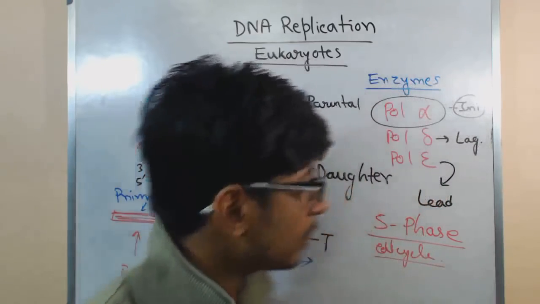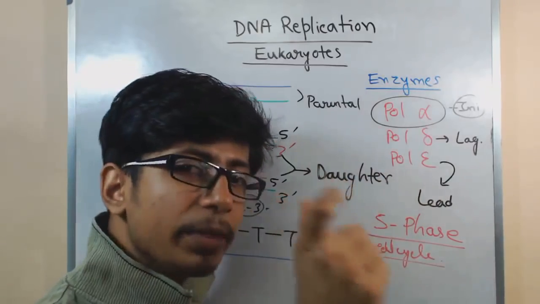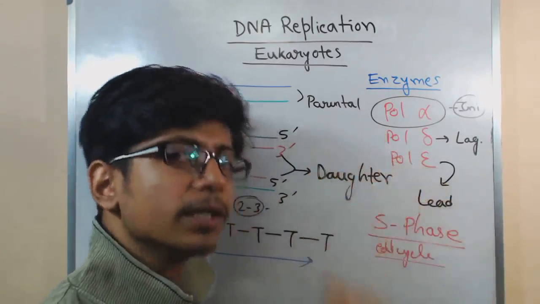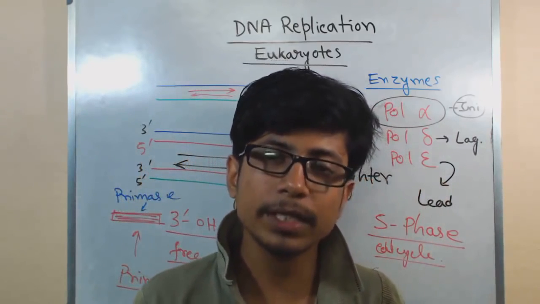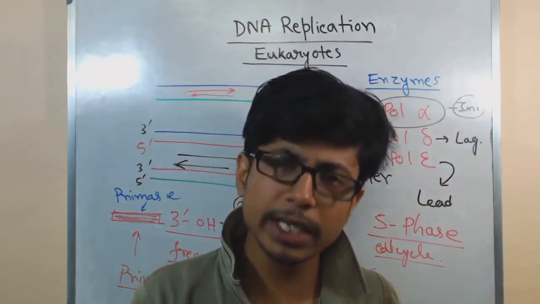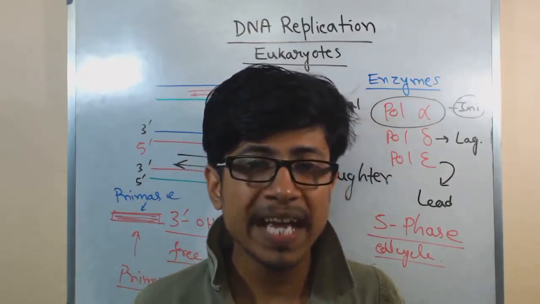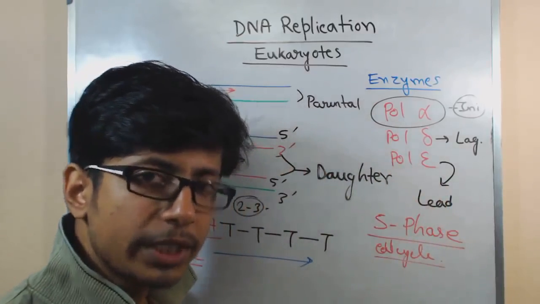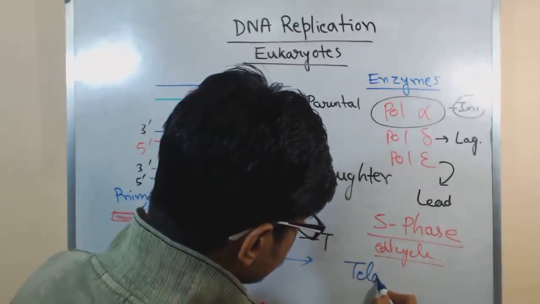As a result, each time the replication cycle passes, the telomere section, telomere meaning the terminal section of the chromosome, starts to shrink in eukaryotes. That's called the telomere problem, also called telomere shrinkage, as well as the end replication problem in eukaryotes. And this end replication problem is treated with another enzyme called telomerase.